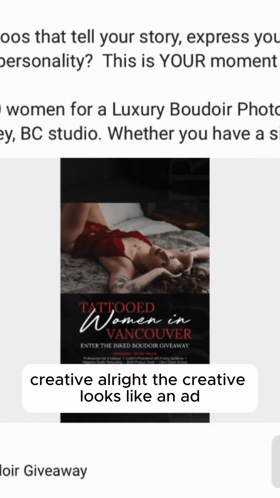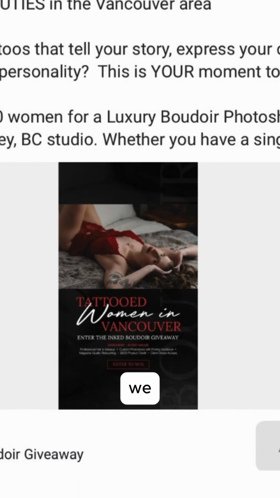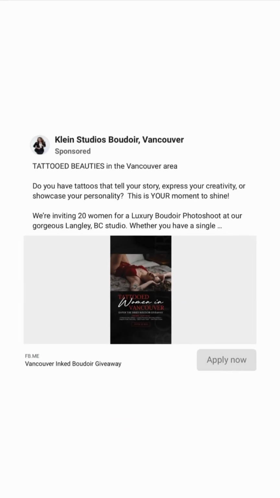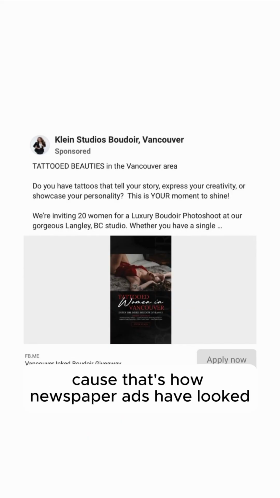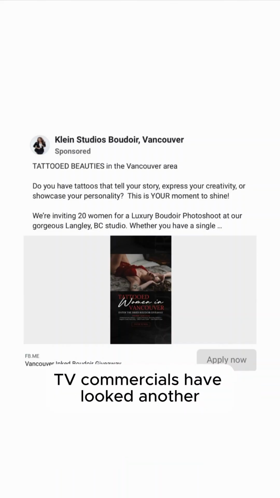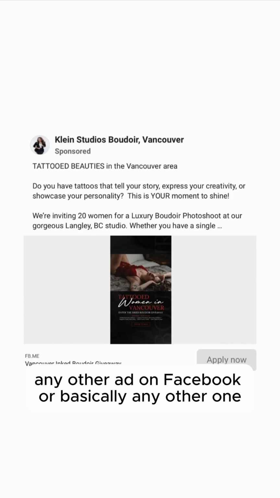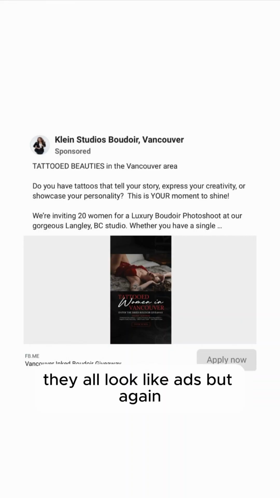Creative. All right, the creative looks like an ad, so it looks like an ad mistake. The false belief that caused us to make this mistake is we believe our ads should look like ads because that's how newspaper ads have looked, magazine ads have looked, TV commercials have looked, and any other boudoir Facebook ad on Facebook. They all look like ads.